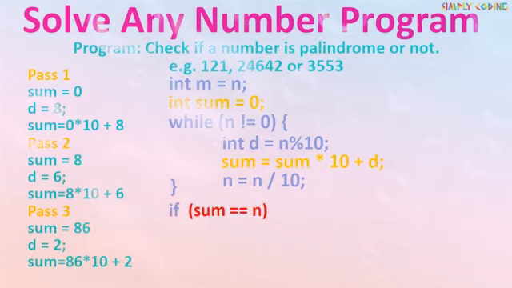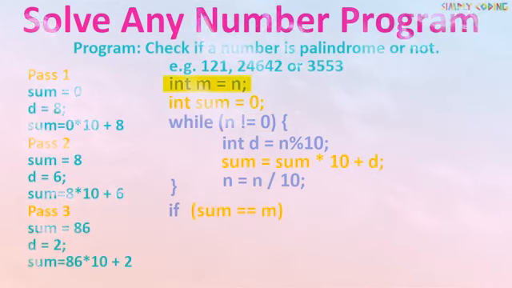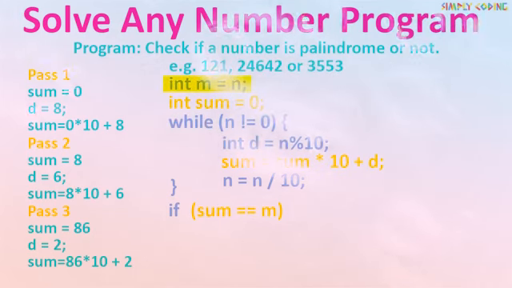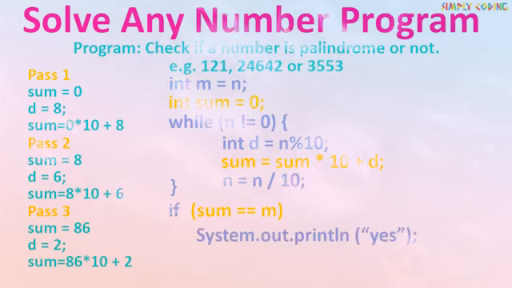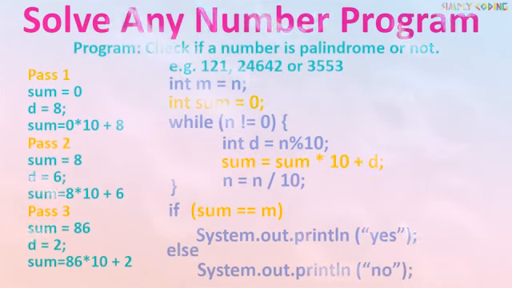Now can you use N for comparison? The answer is no, because during this while loop, when we exit from pass 3, we have cut N down to 0. This is where the copy we made in M saves us. We will use it and compare M with sum. If M is the same as sum, then we will print yes, the number is a palindrome, else we will print the number is not a palindrome.